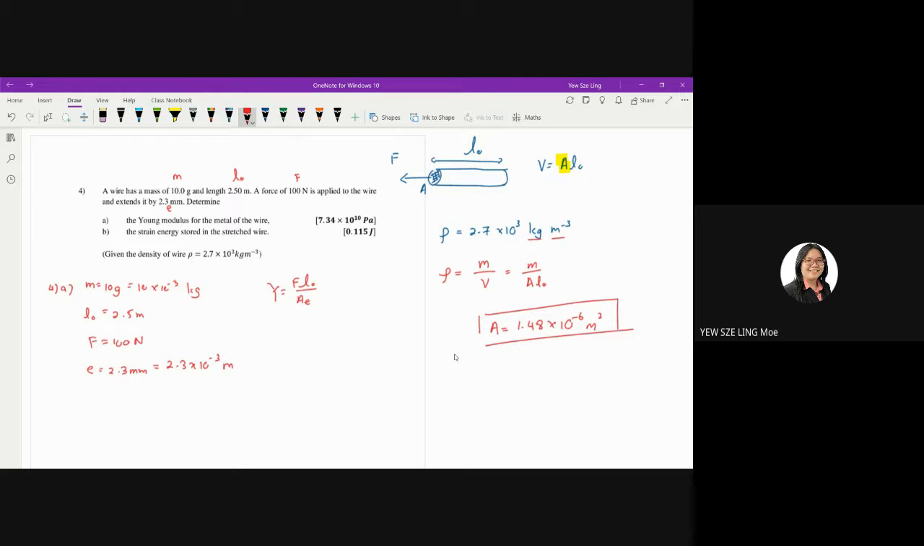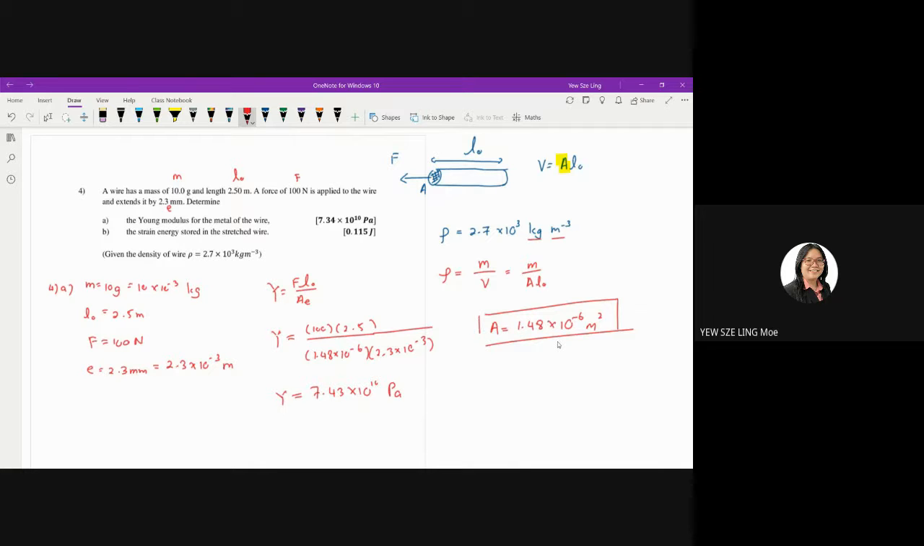Now that you have everything, you plug it into the equation for Young modulus. Y is then equal to 100 times 2.5 divided by 1.48 times 10 to the power of negative 6 times 2.3 times 10 to the power of negative 3. Eventually you will obtain the Young modulus, which equals 7.34 times 10 to the power of 10 Pascal.